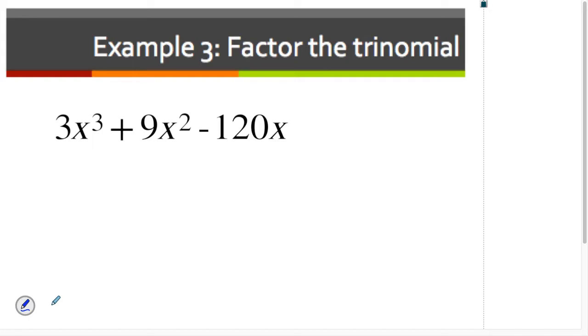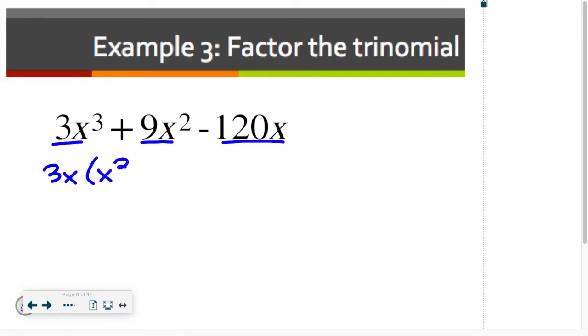Okay, so here's this one. Factor this trinomial. First step is, we haven't talked about this style yet, but let's take a look. Can I take out a greatest common factor to start? Well, when I look at these, my greatest common factor is 3x. I can take that out of everything. So I'm left with x squared plus 3x minus 40.